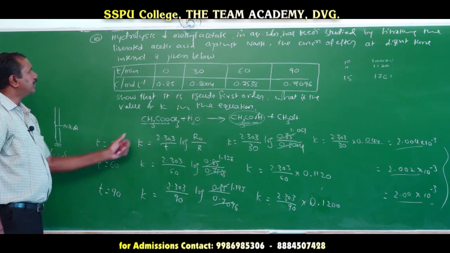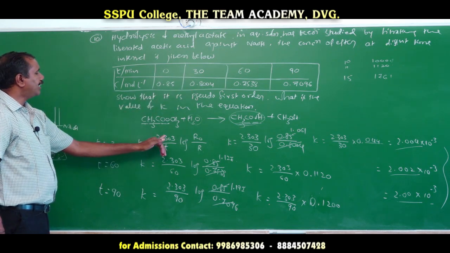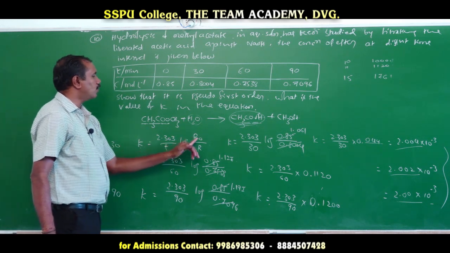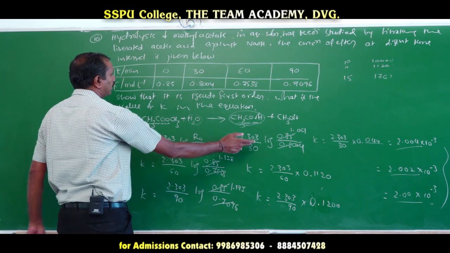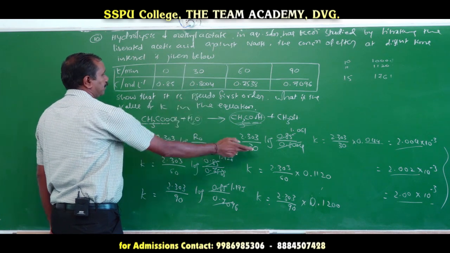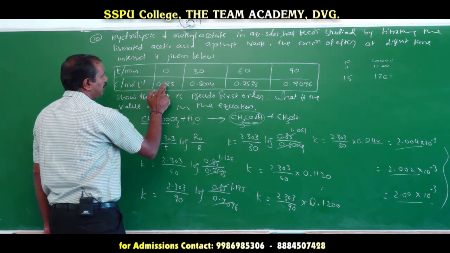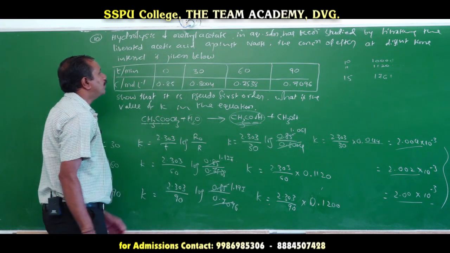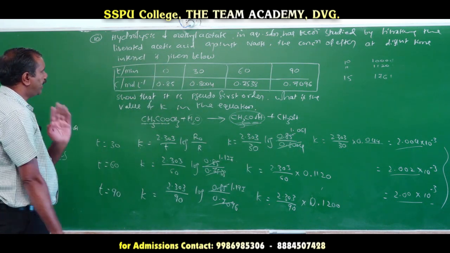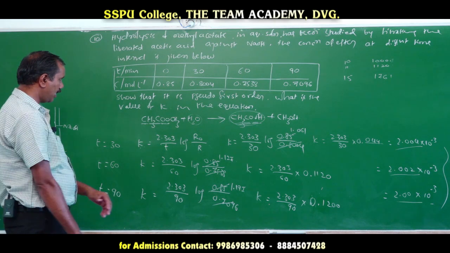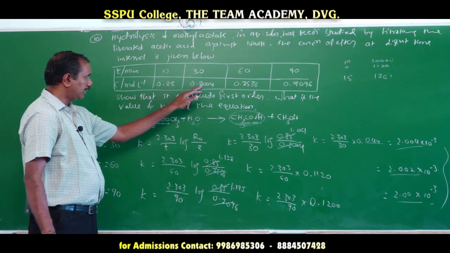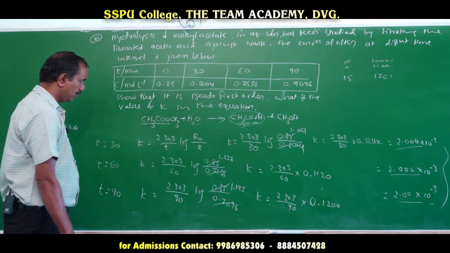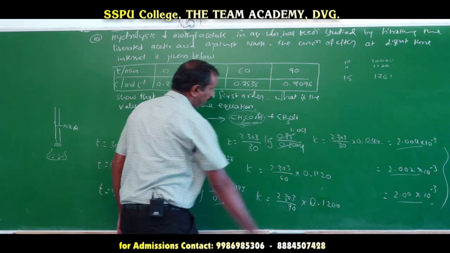So, how to calculate the K value at different time intervals. K at the 30th minute can be calculated by 2.303 by T log of R naught by R. K equals 2.303 by T, at the 30th minute. Initial concentration means when T is 0. So the concentration of ester is 0.85 divided by R, which is the left behind concentration at 30, 0.8004. After calculating we can get the value.